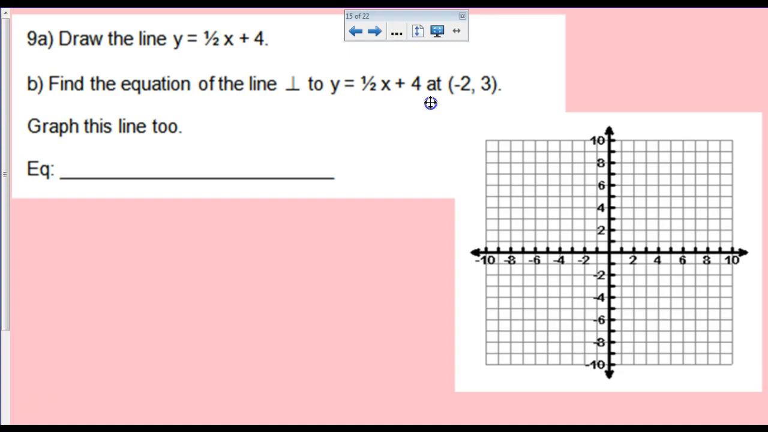All right, so here they want me to do a few things. They want me to graph 1/2 x plus 4. So it's in that quick graphing method. I'm going to start at the y-intercept of 4. And then a slope of 1/2, so up 1, right 2. Could also move down 1 and left 2.